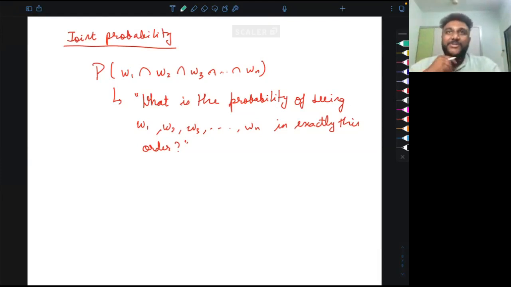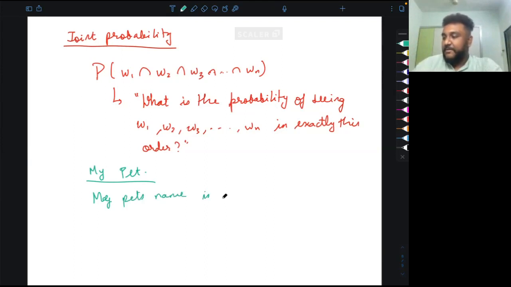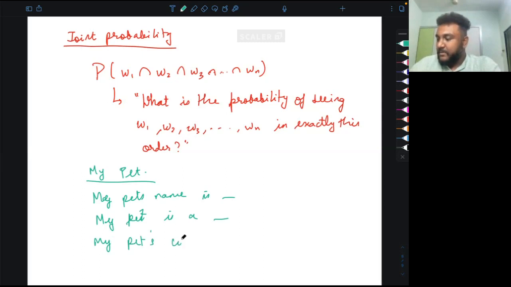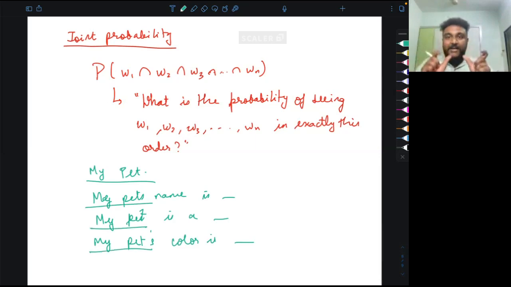One of the most common topics used to be my pet. So the teachers used to give us this template. My pet's name is dash. My pet is a boy or a girl. Then my pet's color is dash. So over here, if you notice, these words, my pet, are occurring together many, many times.